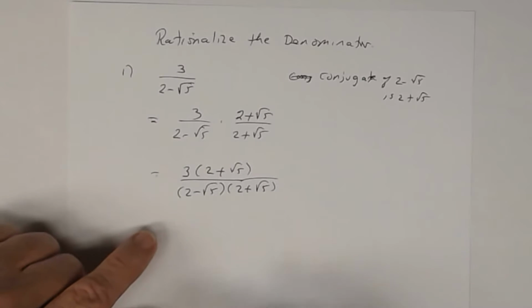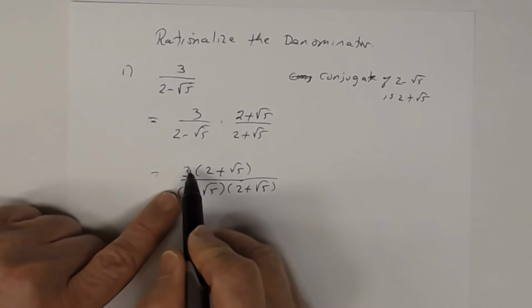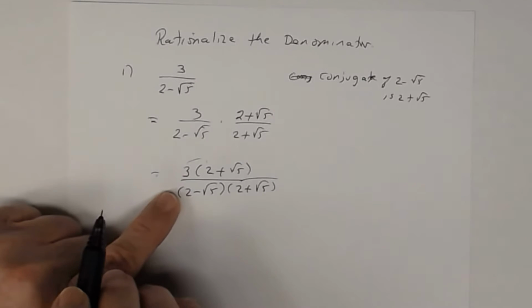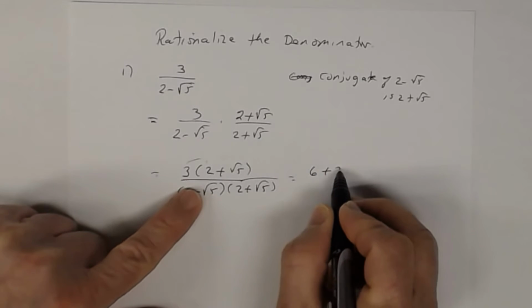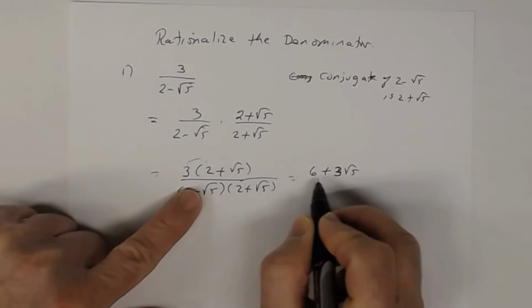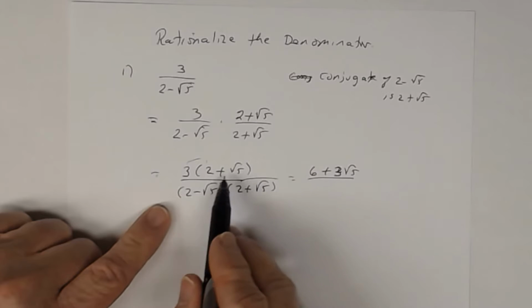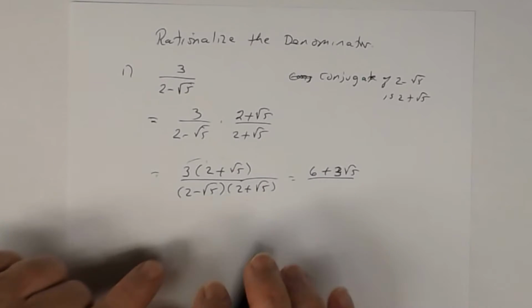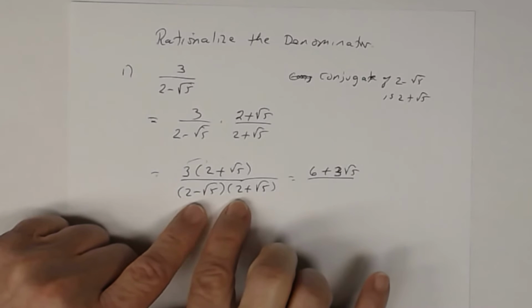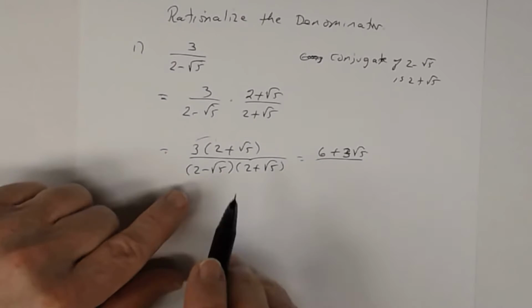Okay. All right. Now the numerator we're going to go ahead and distribute. I can use the distributive property. So that'll be 6 plus 3 square root of 5. Okay. So 3 times 2 is 6. 3 times square root of 5 is 3 square root of 5. Now let's talk about the denominator. The denominator, I'm going to use the FOIL method here. I want to show you what's going to happen.